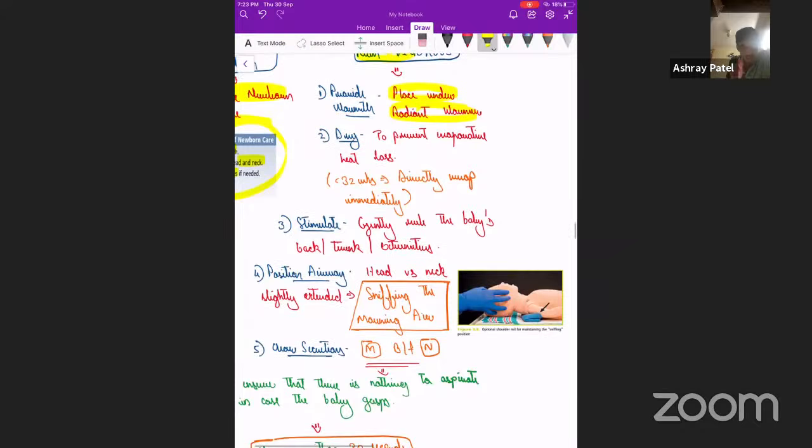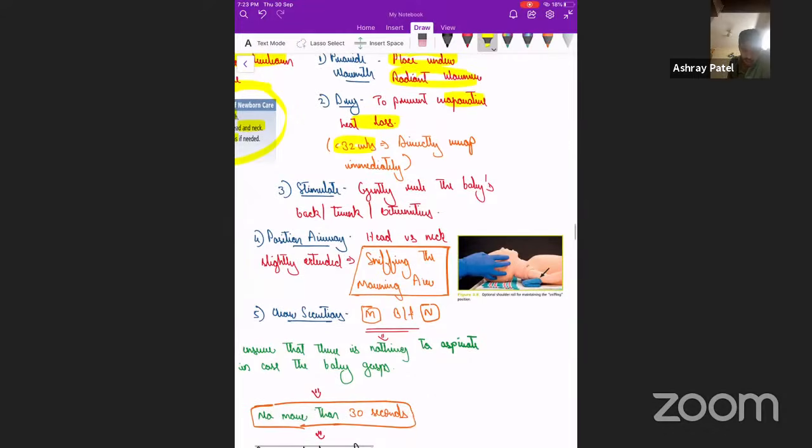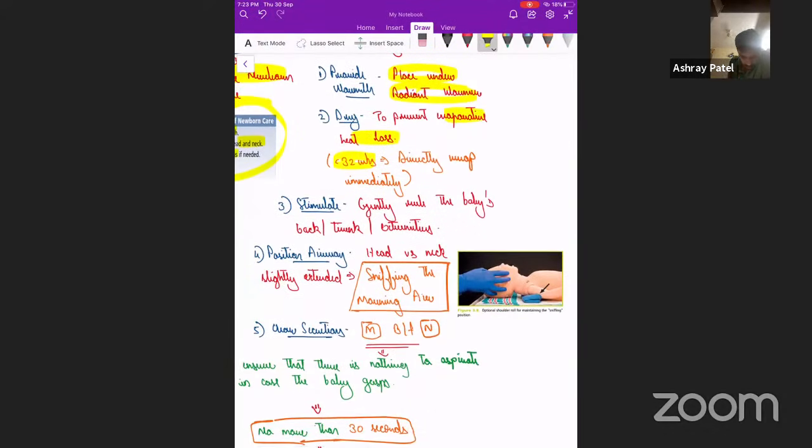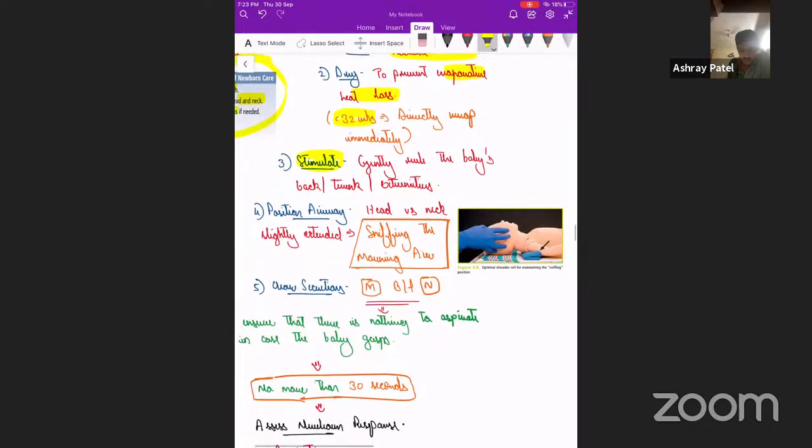Next, we dry the baby to prevent evaporative heat loss. As we've already seen, if it is less than 32 weeks, we don't wipe the baby. Directly wrap the baby immediately in plastic wrap to prevent evaporative heat loss. Next, stimulate the baby. According to the recent NRP protocol, it is not suction and stimulation. First, we stimulate the baby and then suction. Gently rub the baby's back, trunk, or flick the extremities.